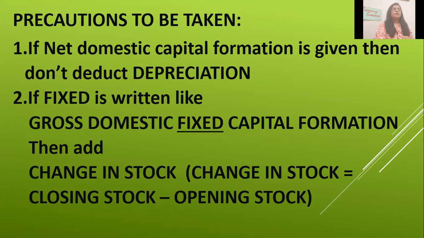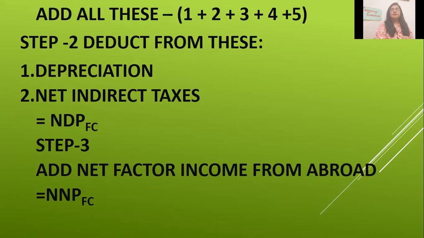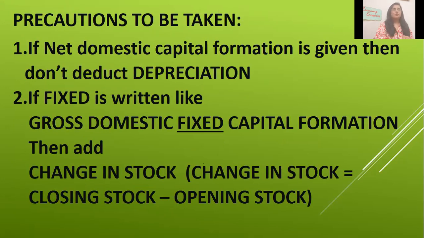Second step, we have to deduct 2 things: depreciation and net indirect taxes. We'll get NDPFC, and then we'll add NFIA, net factor income from abroad, to make it NNPFC, national income. And precautions, as I had told you: if net domestic capital formation is given, then don't take depreciation. If you are given gross domestic fixed capital formation, then take change in stock also. Otherwise, you will not take change in stock.